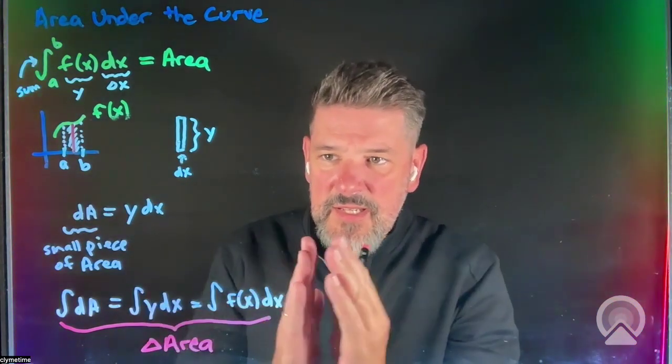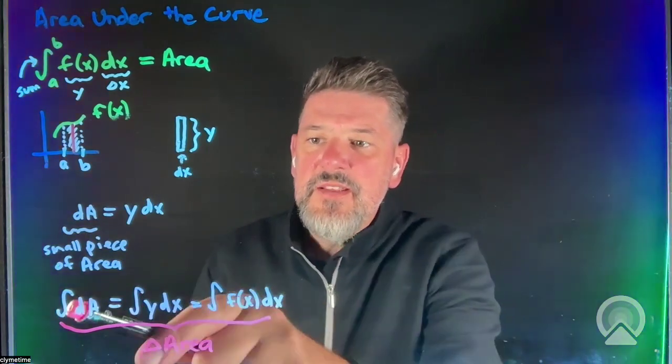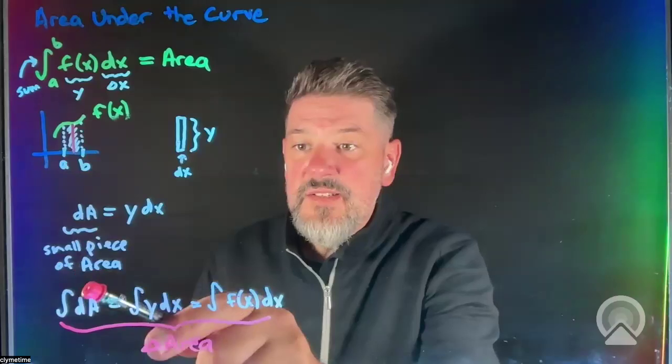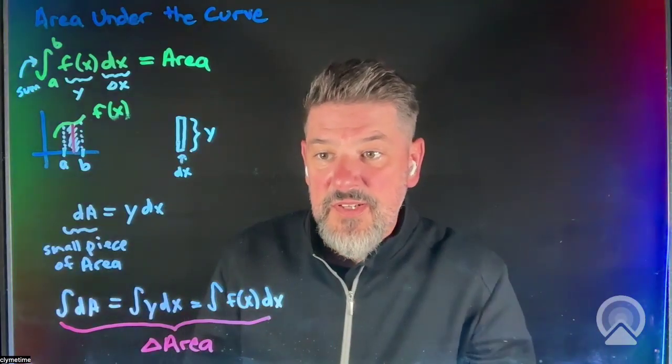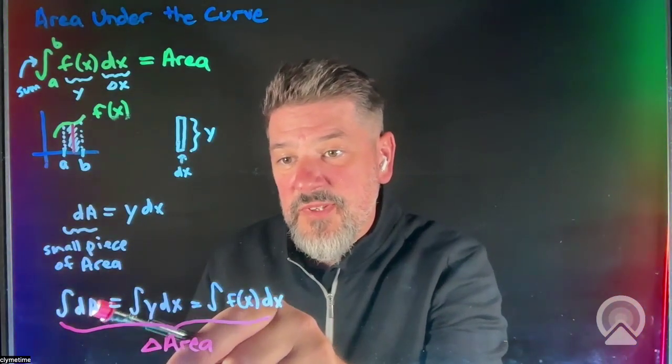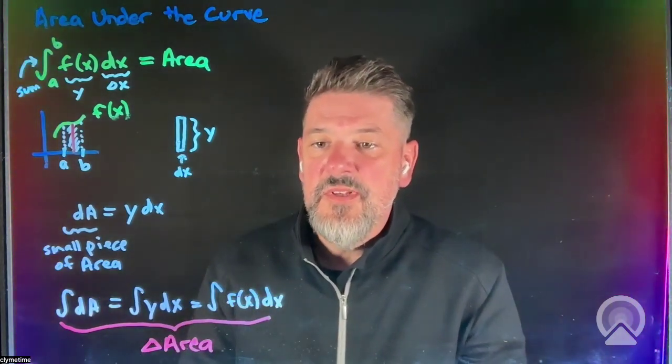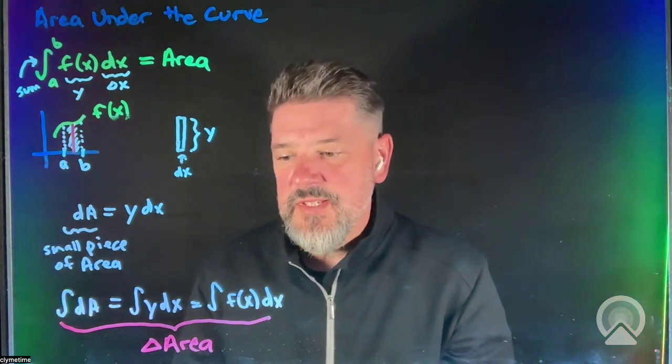So dA would be an infinitely small piece of area. And then it's also important to recognize that when you see this integral sign, the integral basically means an infinite sum. So if we take the infinite sum of infinitely small pieces of area, you end up getting the total area. Okay, so hopefully that makes some sense.